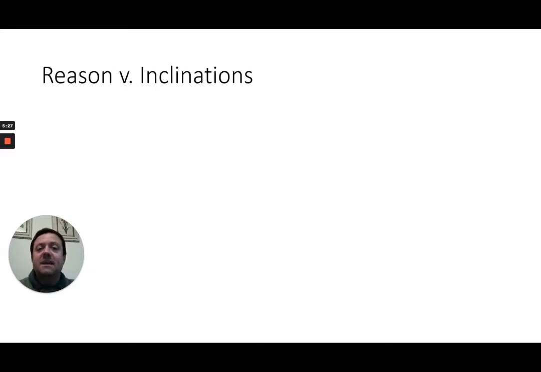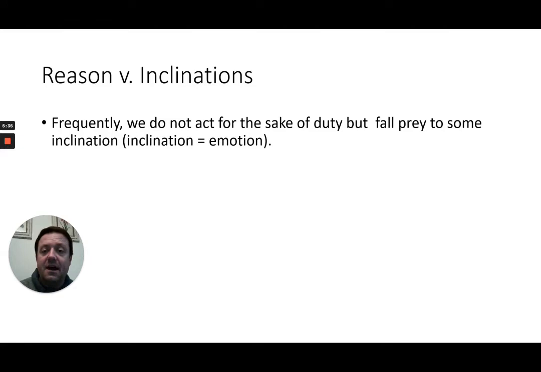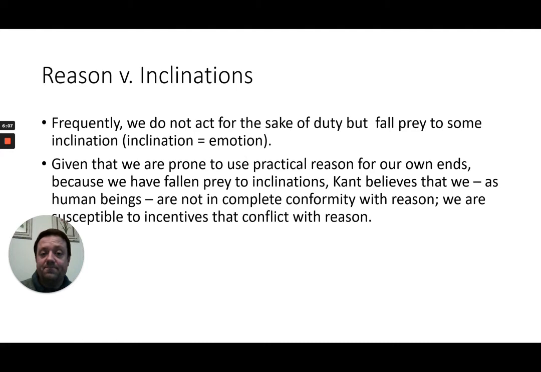Kant makes a further and very important distinction that you need to know about, and that is between reason and inclinations. Now, inclinations are broadly speaking emotions. And one of the things that Kant observes is that we do not act for the sake of duty, but fall prey to inclinations. That's frequently what happens when we go against what the morally right thing to do happens to be. So we let our own desires get in the way of what is morally right.